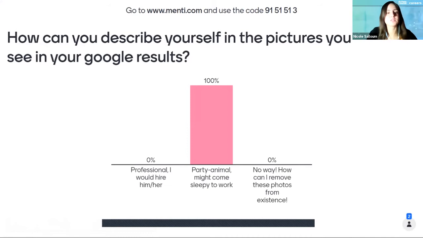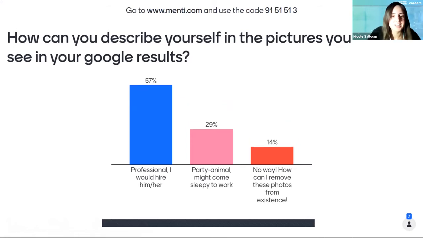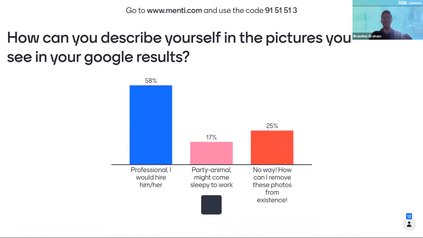So how can you describe yourself in the pictures you see in your Google results? This is where you actually will, all right, professional, I would hire him or her. No way, how can I remove these photos from existence? This is what we'll see now. I have a few of those.